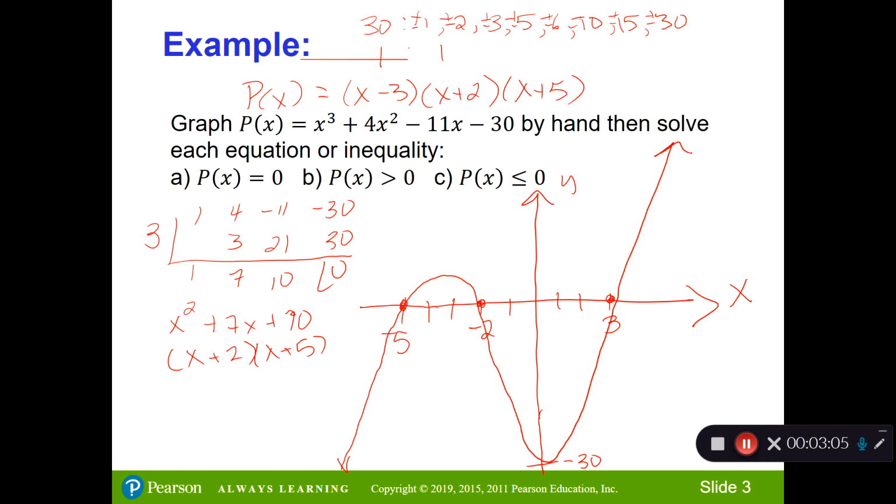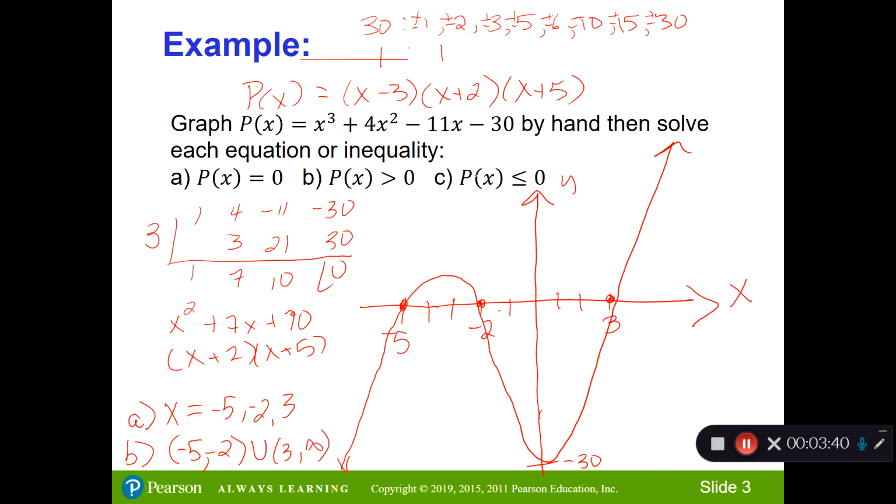Okay, so to solve where it equals 0, that's at negative 5, negative 2, and positive 3. To solve where it's greater than 0, I'm looking for where it's above the x-axis. That is this interval of numbers, so between negative 5 and negative 2. And again, past here. So that's from 3 to infinity. We're above the x-axis.